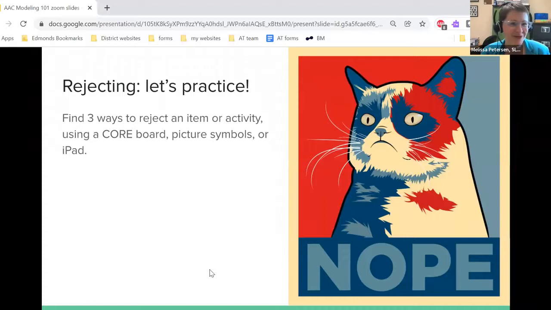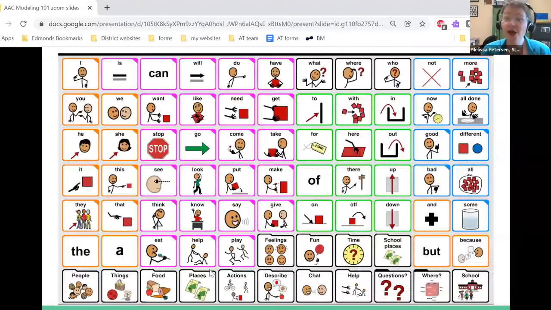Let's find 3 ways to reject an item or activity. So this image is from Proloquo2Go. This is what my home screen looks like when I'm using that app. Since many of our students are using that app, I thought I would put that one up here. How many ways can we find to reject? Go ahead and pop those into the chat.